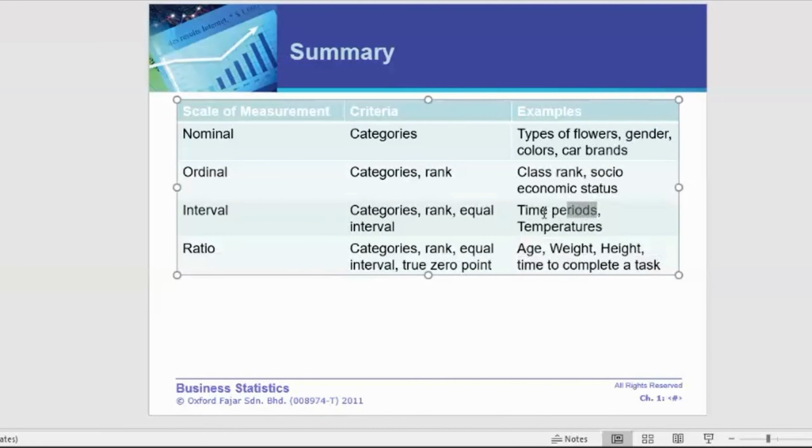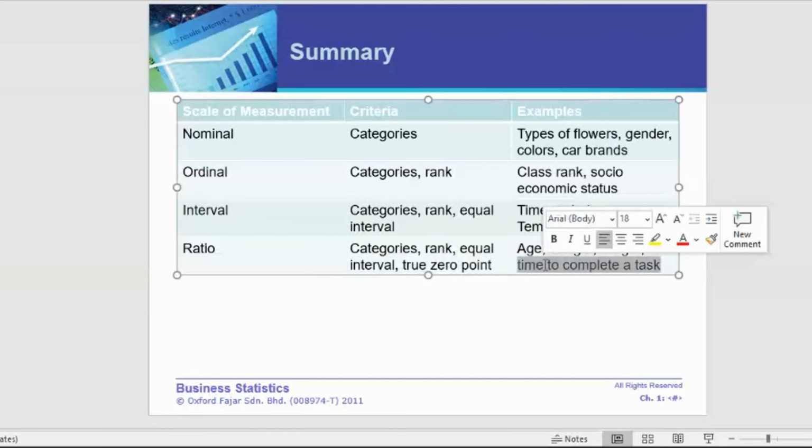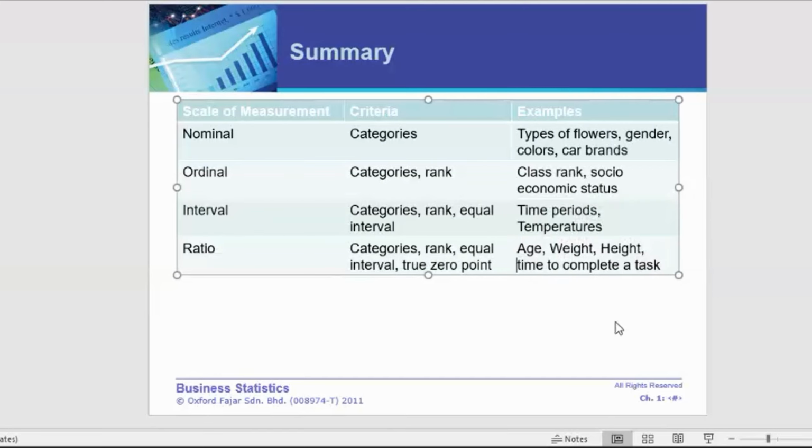Time to complete a task has a 0 point. When we say 0 time to complete a task, it means the task is done directly. We don't need to spend time to do it. It's just like the task will be completed just by pressing a button. So there is no time for it. So it has a 0 point.